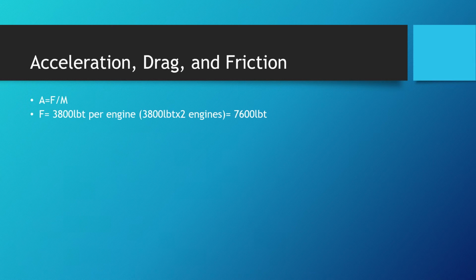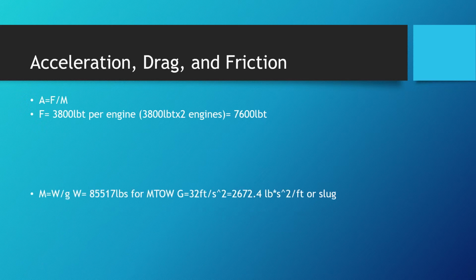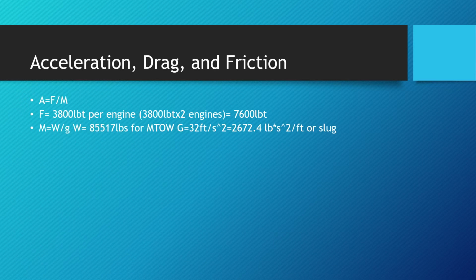Starting off with the force, we have engines that produce 3,800 pounds of thrust per engine, and 3,800 pounds of thrust times 2 engines is 7,600 pounds of thrust. So we'll use that number for this. And then mass equals weight divided by the acceleration of gravity. The weight for this aircraft is 85,517 pounds for the max takeoff weight, and the acceleration of gravity is 32 feet per second squared.